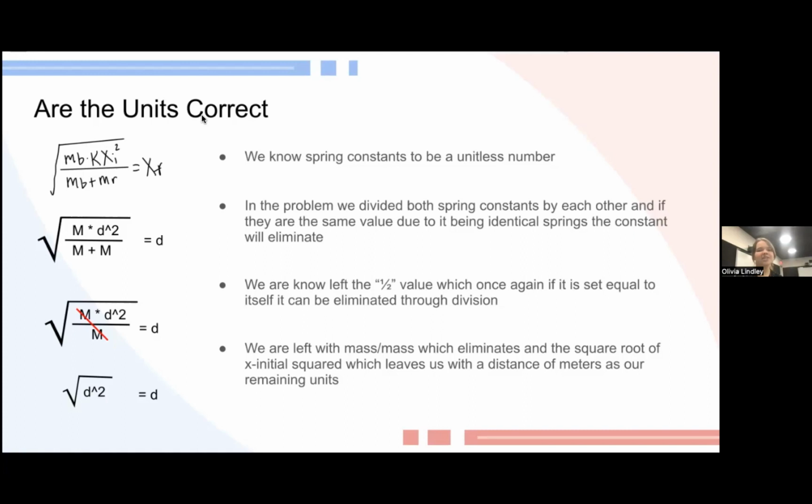And so we do this by dividing both spring constants by each other. And if they're the same value, because they're identical, we can eliminate it. And we also know that the 1/2 value, which is set to itself, can also be eliminated through division, which means we are still left with mass over mass, which eliminates itself through the square root and the initial squared, which leaves us with our distance in meters.